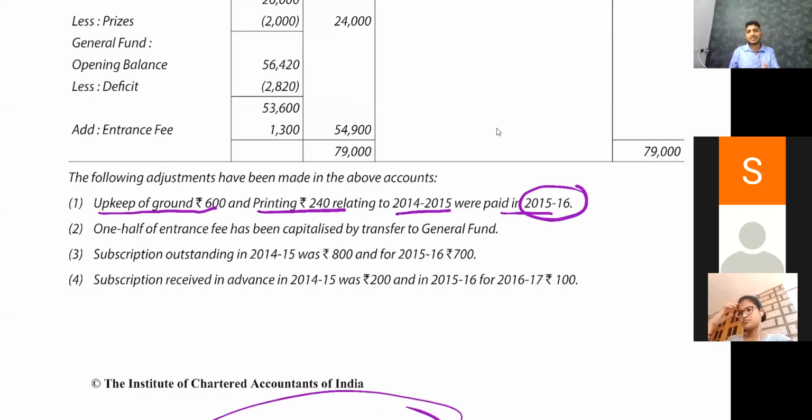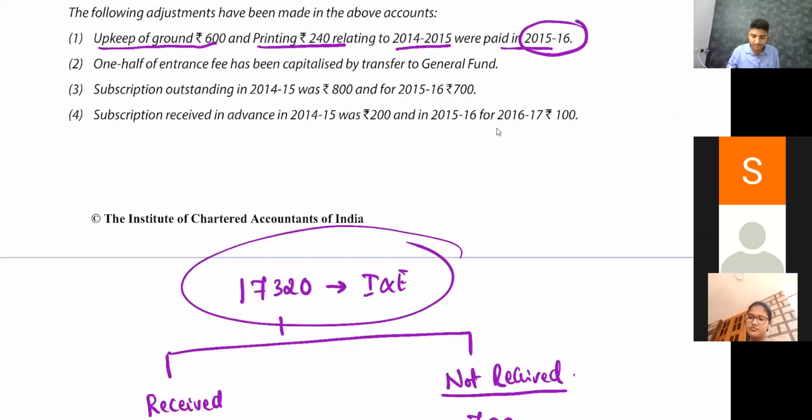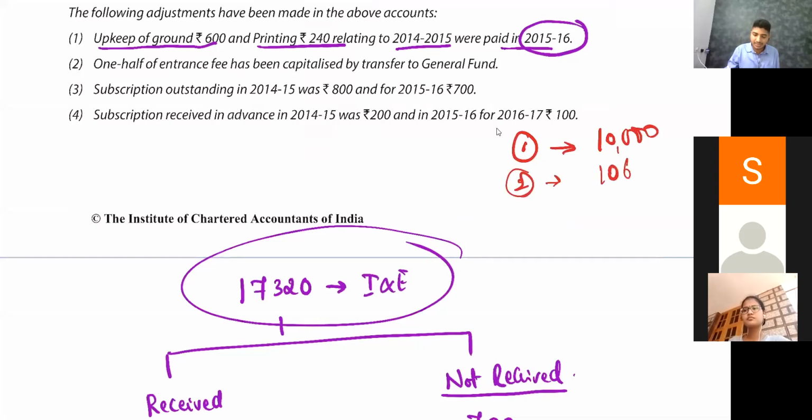So in my receipts and payment account, what should the amount be as upkeep of ground? How much is upkeep of ground here? 10,000 is there. I give you 3 choices and you need to tell what should go to my receipts and payment account. Choice number 1 is directly put 10,000 in receipts and payment account, or put 10,600, or option number 3, put 9,400. Give me your answer.